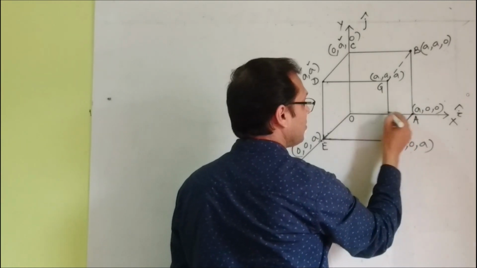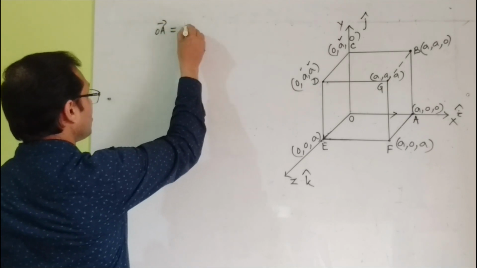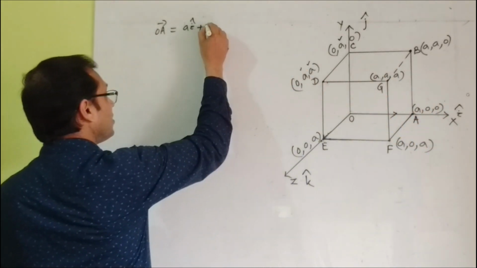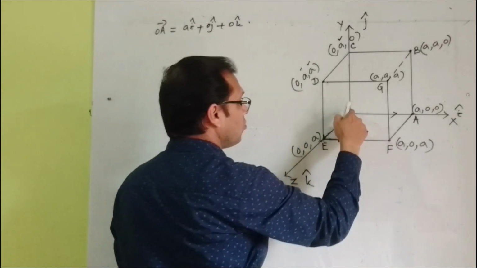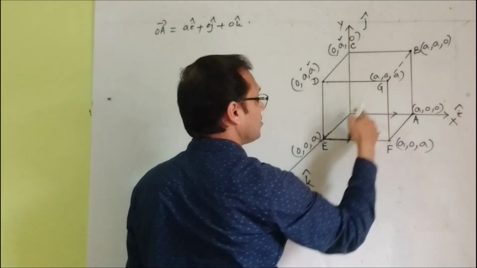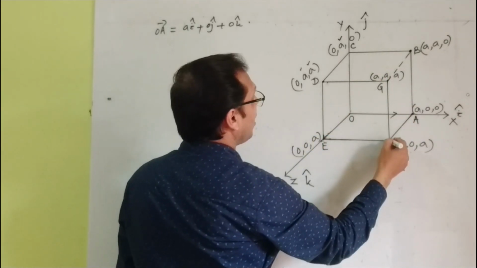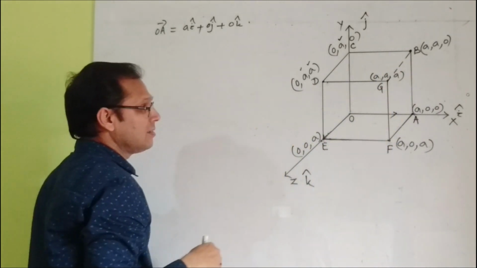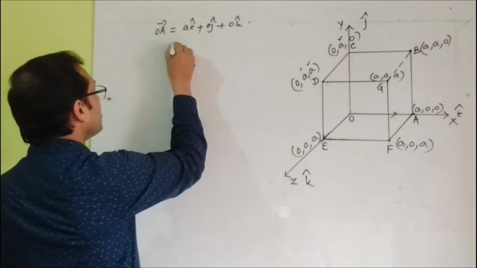OA vector is equal to a i cap plus 0 j cap plus 0 k cap. Two main diagonals: OG vector and EB vector. There are four main diagonals: OG, EB, FC and AD. Any two main diagonals you can take. Suppose you take OG vector.